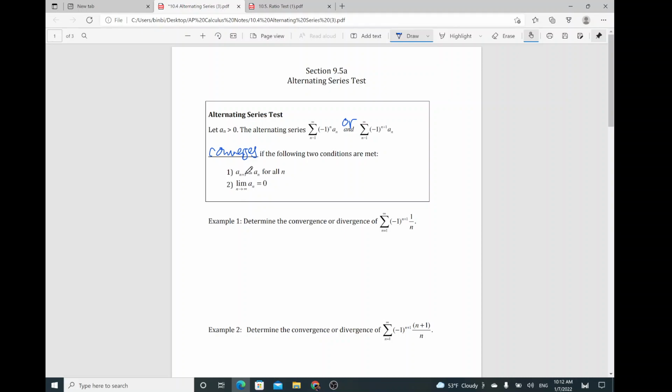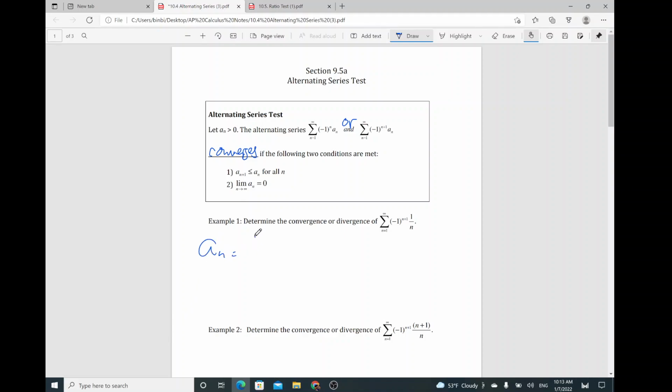Now what happens when one of the conditions fails? If one of those conditions fails, then you stop, and you can just conclude that the alternating series diverges. Okay, now let's find out the following. Determine the convergence or divergence of the series, negative 1 to the power of n plus 1 times 1 over n. One thing that we want to do first is identify a sub n.